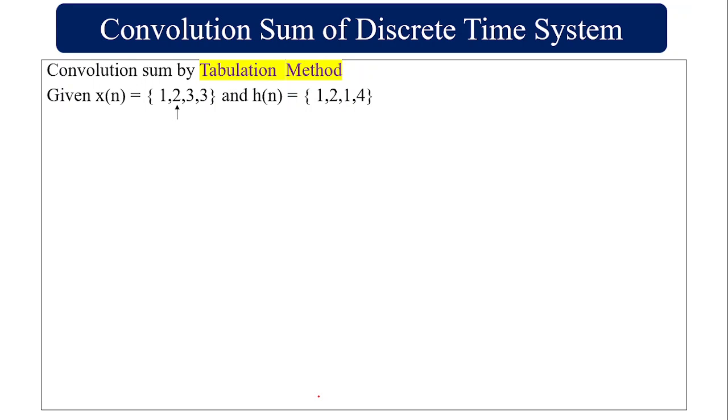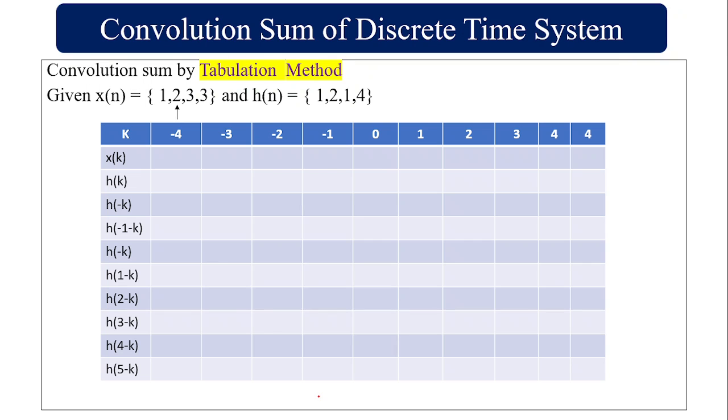So in this one, I'll be getting your tabular column. So in this column, your first row will be your k value. How to fill this k value is, so here your x of n starts from -1 to 2. So that -1 to 2. Here h of n is 0 to 3. So here in this one, you have to reverse this one, right?